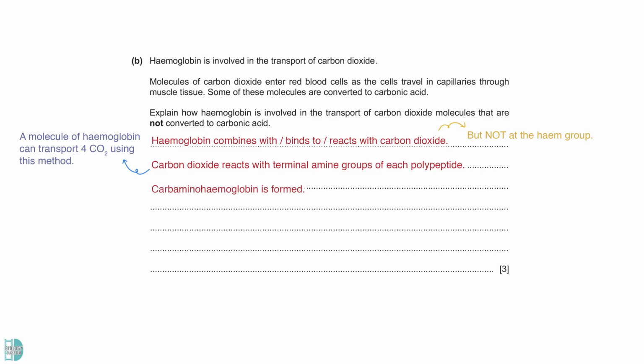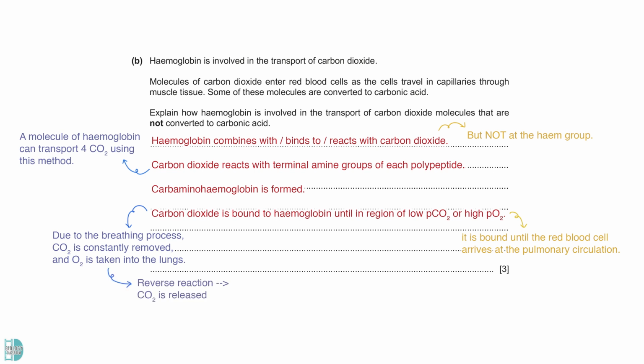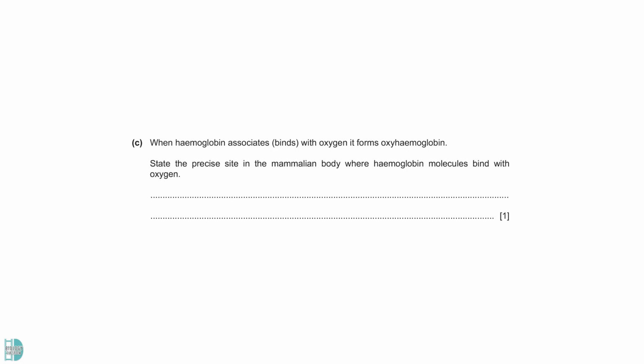The reaction forms carbaminohemoglobin. Carbon dioxide is bound to the hemoglobin until it reaches a region with low pCO2. In other words, it is bound until the red blood cells arrive at the pulmonary circulation. Due to the breathing process, carbon dioxide is constantly removed and oxygen is taken into the lungs. This causes a reverse reaction where carbon dioxide is released from the hemoglobin. Hemoglobin molecules bind with oxygen at the capillaries around alveoli in the lungs. This is where the pO2 is high.